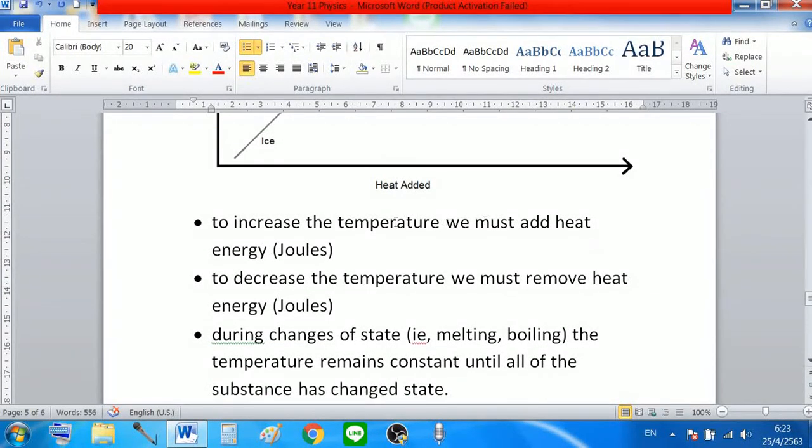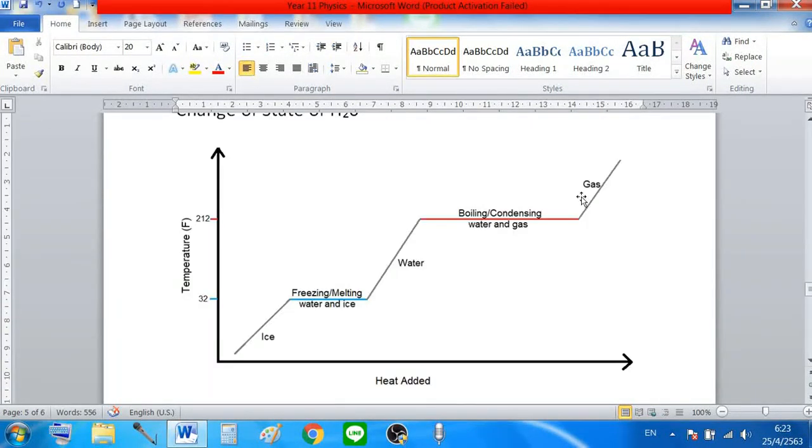Some notes: to increase the temperature, we must add energy, heat energy, and the unit of energy is joules. To decrease the temperature, we must remove heat energy. So we could also do this graph in reverse.